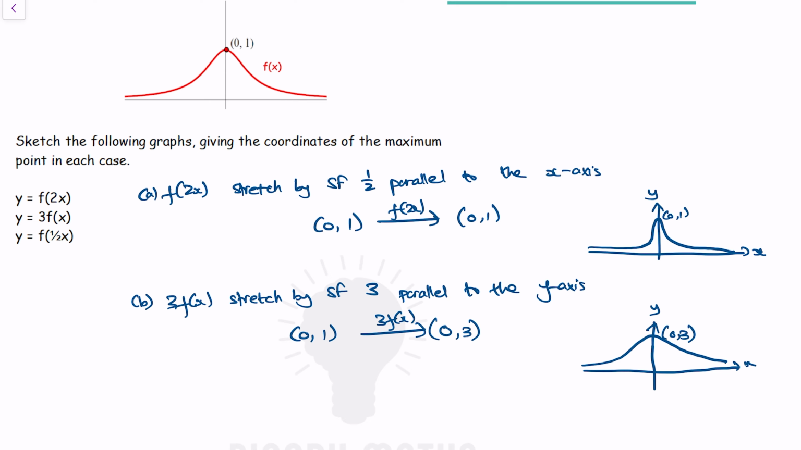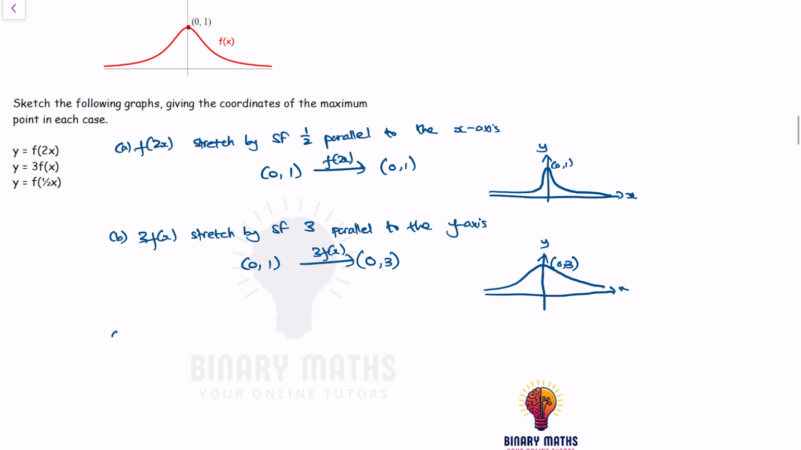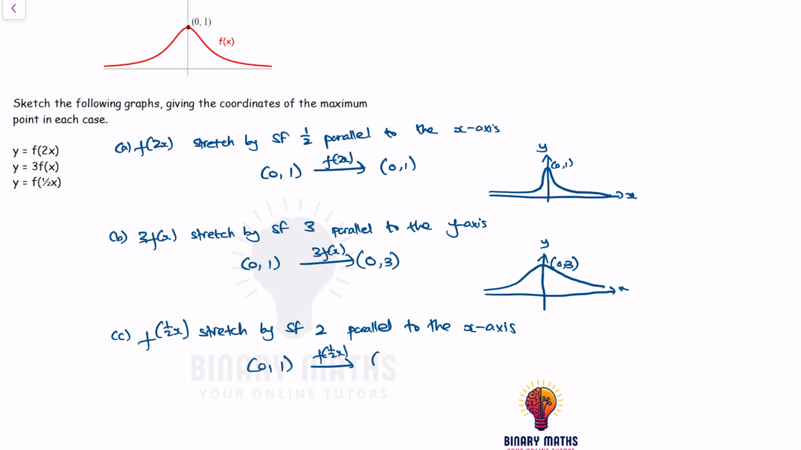Last one is C, which is f of a half x, a stretch by scale factor 2, because it's inside the bracket, the reciprocal of a half is 2, and inside the bracket is parallel to the x-axis, which means 0, 1 under f of half x. The x coordinate multiplies by 2, but 0 times 2 is just 0, so that point does not change.